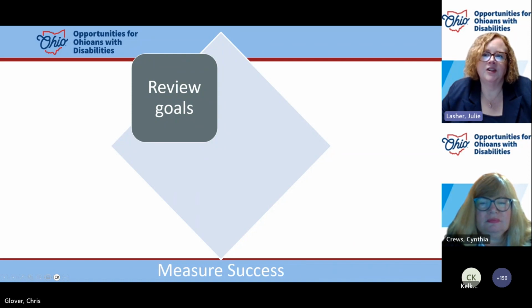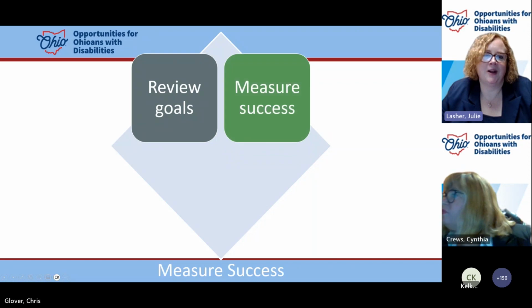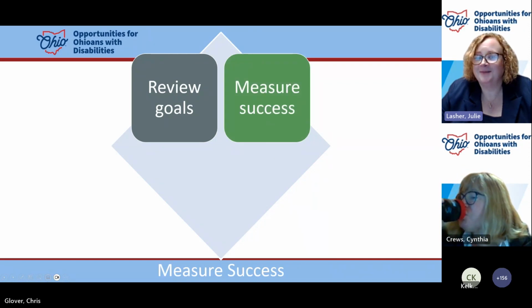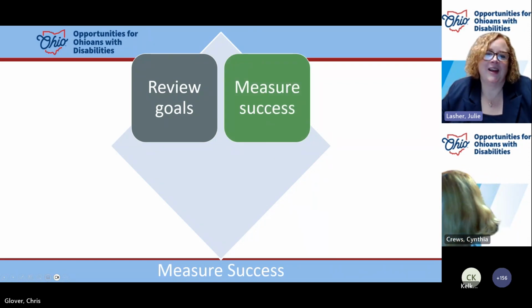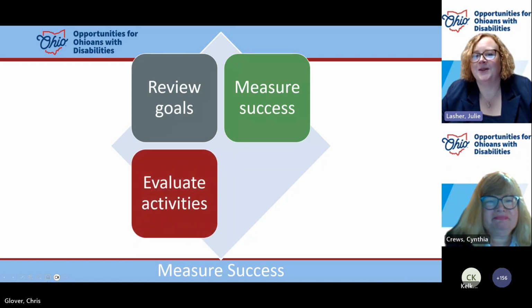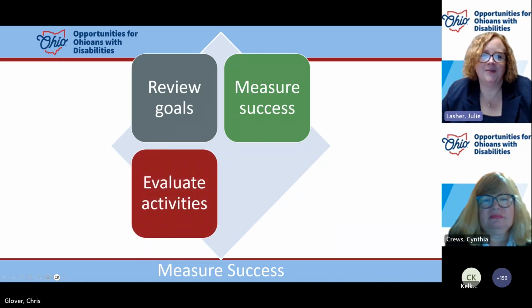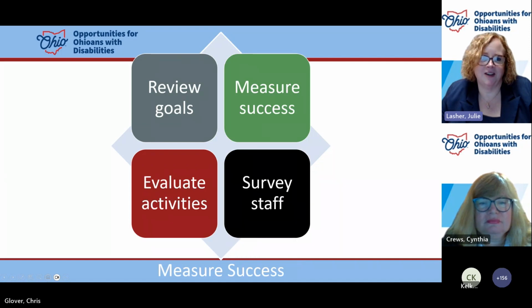Review your group's original goals and ensure they are SMART goals, S-M-A-R-T. Your goals should be specific, measurable, achievable, relevant, and time-based. SMART. And evaluate your group's activities and accomplishments to determine how well the group met its stated goals. And another way to measure the success is to survey your staff to gauge the impact of the ERG on the organization.